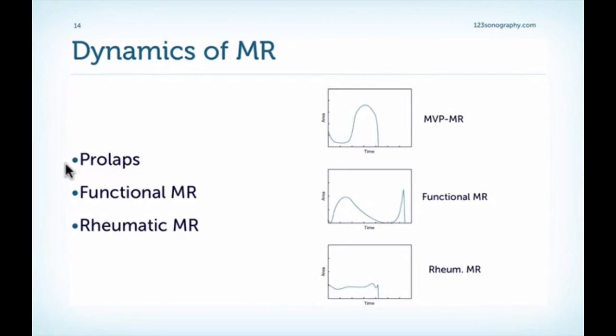We already saw what happens in bileaflet prolapse. We have regurgitation more towards the end. In functional MR, we have an increase at the beginning, then a decrease, and finally towards the end another increase. And in rheumatic mitral regurgitation, the amount of backflow stays the same throughout systole.